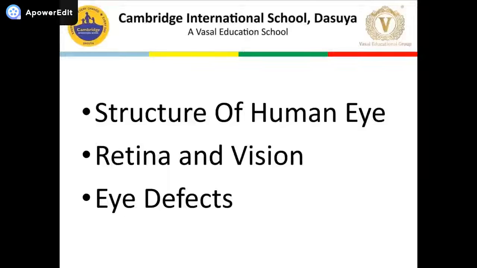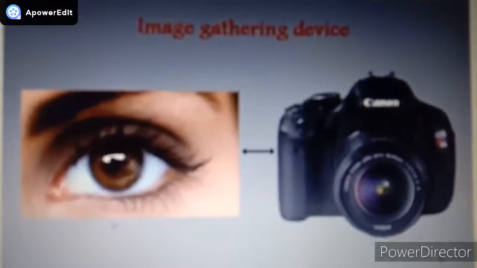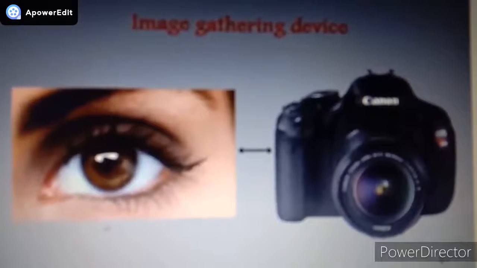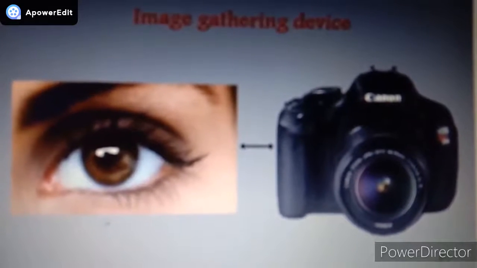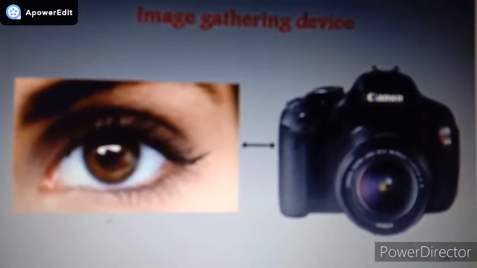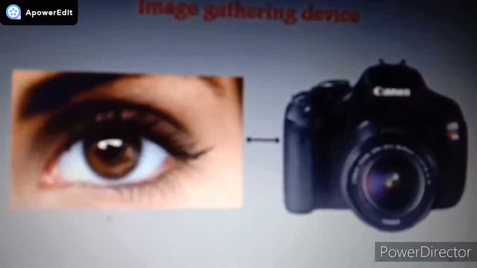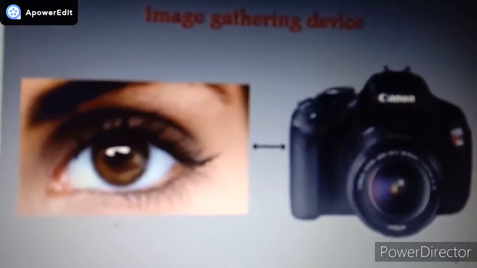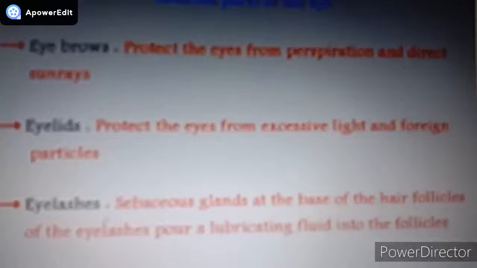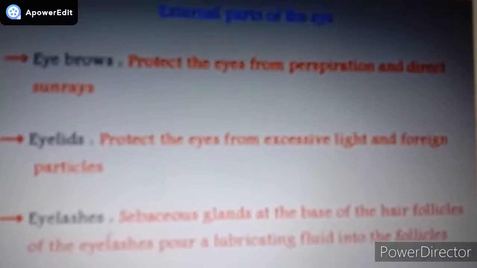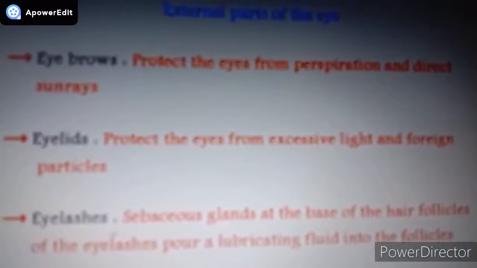So today I will discuss the structure of the human eye. Let's start the discussion of the human eye. The eye is the most natural and beautiful camera that we possess. It is a powerful image gathering device. Now we are going to discuss the external parts of the eye.